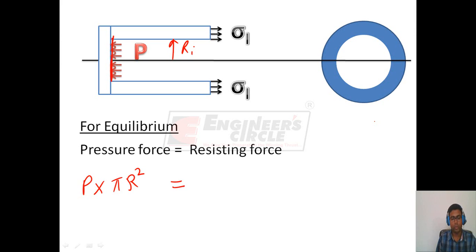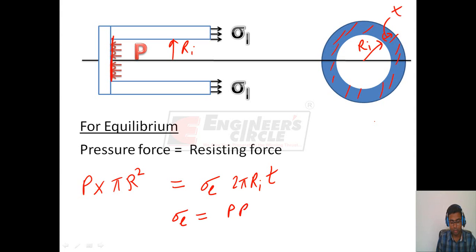And the resisting force is given by stress sigma L into area on which the longitudinal stress is acting. Longitudinal stress is acting on this blue shaded area, and this area can be written as 2 pi Ri into T. Ri and R naught can almost be taken as same. This is thickness T. So from here we get longitudinal stress as P R by 2T.